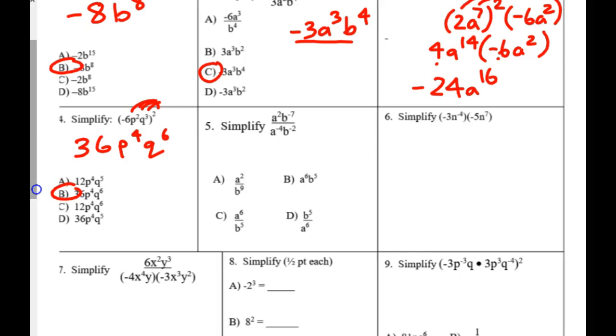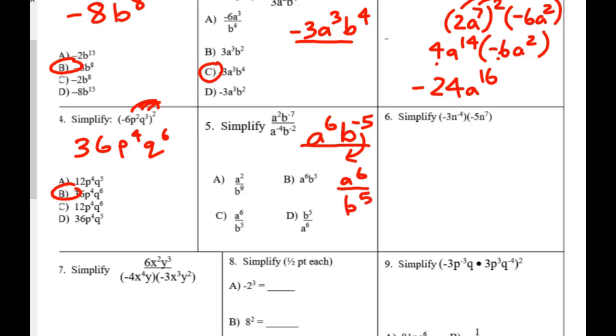Okay, when we do this, we do top minus bottom. 2 minus negative 4 is 6. Negative 7 minus negative 2 is negative 3. That's not true. It's negative 5. Negative 7 minus negative 2 is like negative 7 plus 2. Okay, so now that means negative powers go to the bottom, so it's a to the 6 over b to the 5.